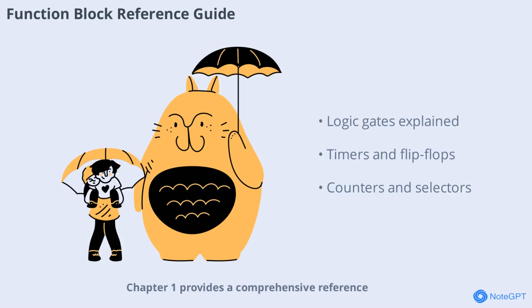Chapter 1 provides a comprehensive reference for reading function block diagram, FBD, logic, much like interpreting a wiring diagram. Understanding how logic gates, timers, flip-flops, counters, and selectors are used in FBD is essential for troubleshooting and modifying control logic. This reference guide is an invaluable resource for both new and experienced commissioning engineers.